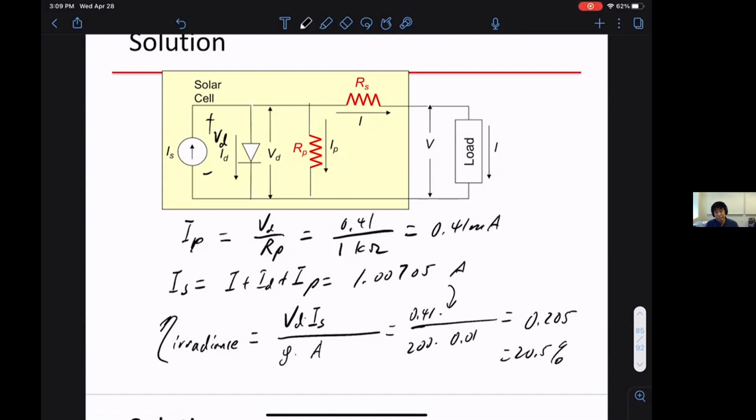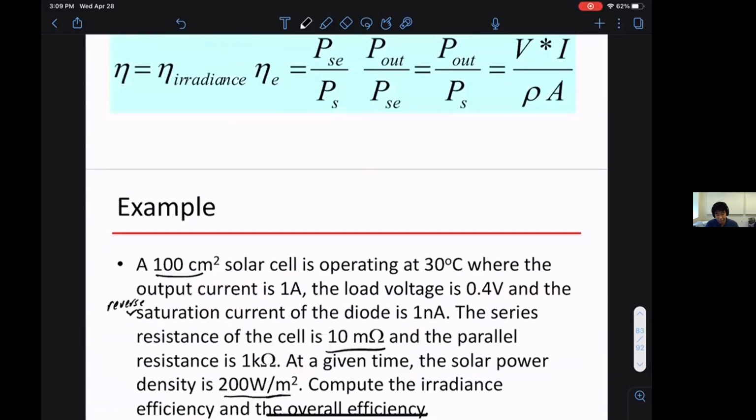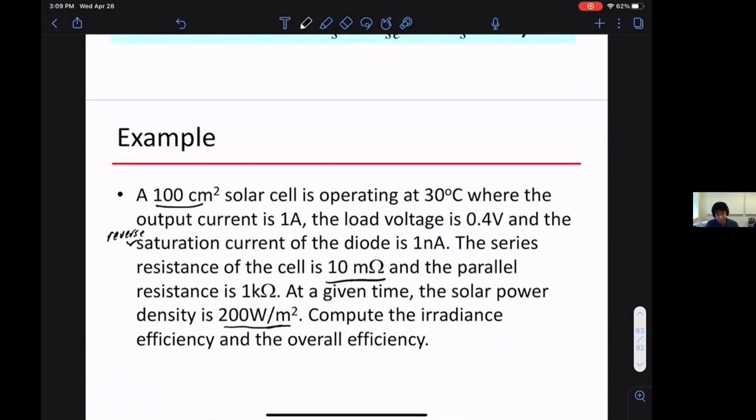Any questions for this? Yeah, go ahead. The units of the area you want to be in meters squared? Right, you need to be consistent. This solar cell is given as 100 centimeters squared, but the density is 200 watts per meter squared, so we need to make the units line up. You can either convert the density to per centimeter squared or convert the area to meters squared. Okay, I see.